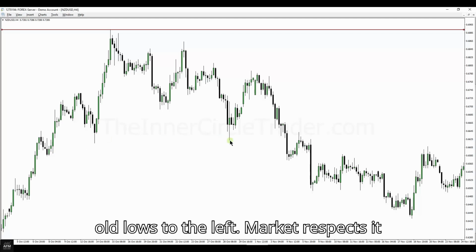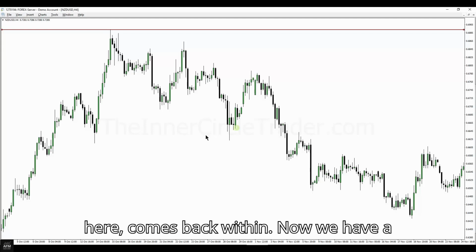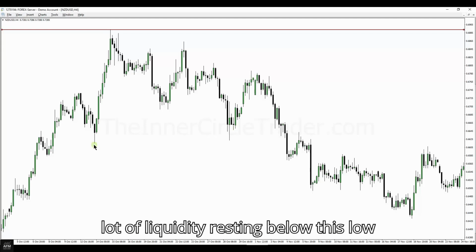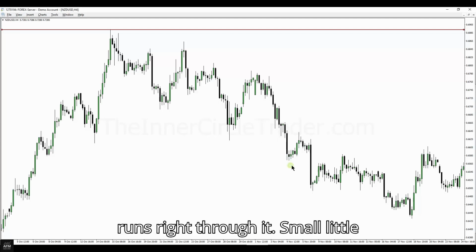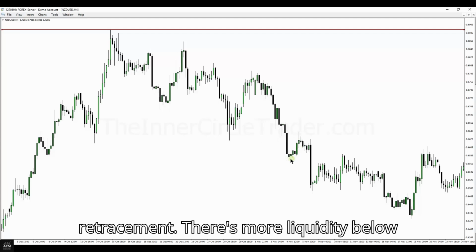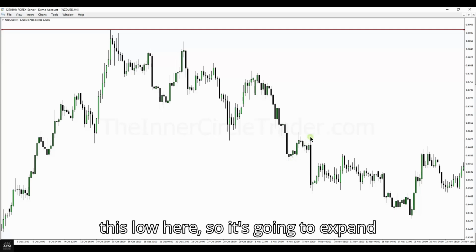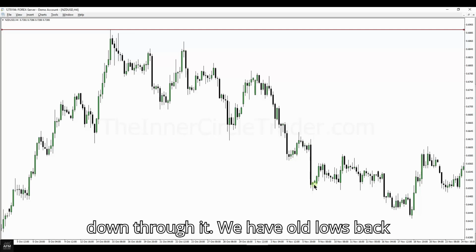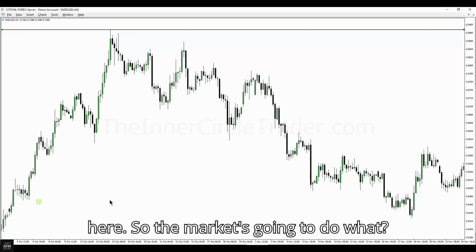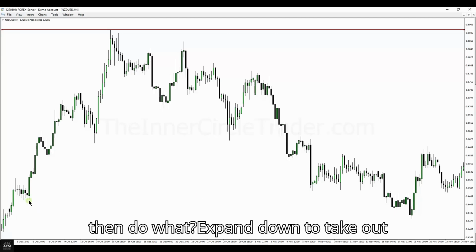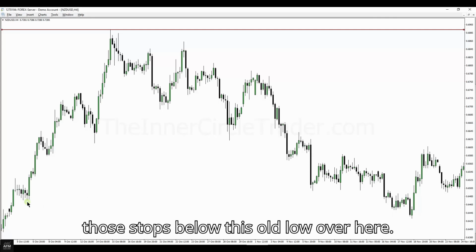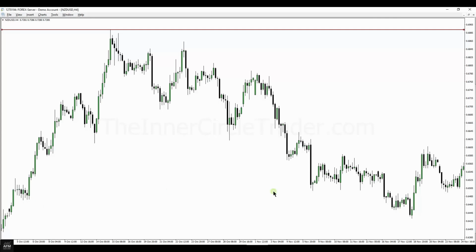The market respects it here, comes back, but then now we have a lot of liquidity resting below this low here and this low here, and the market runs right through it. Small little retracement. There's more liquidity below this low here, so it's going to expand down through it. We have old lows back here, so the market's going to do what? It's going to retrace a little bit and then do what? Expand down to take out those stops below this old low over here.